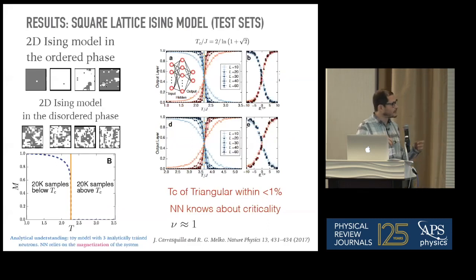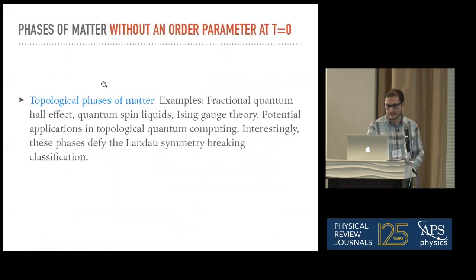And so we came up with an analytical understanding of what the neural network is doing. What it is doing is actually measuring the order parameters. So that's how I got started. Then we thought, can we extend this to less trivial phases of matter? So we had a look at topological phases of matter, because we thought these were important. They don't have any order parameters.